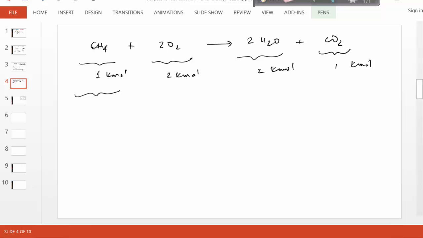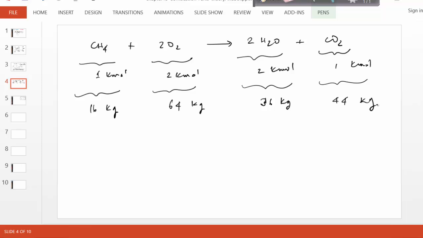Molar mass of methane is what? Carbon is 12 plus 4, 16. So we can say 16 kg of methane reacts with oxygen, which is 32, so it's 64 kg of oxygen, producing water, which is 18, so 36 kg of water, and CO2 is 44 kg of CO2. So notice we can very quickly convert mole into mass if we know the molar mass of individual species.